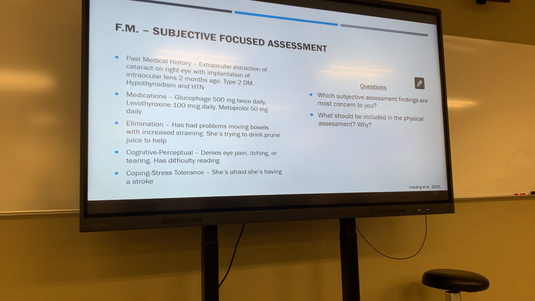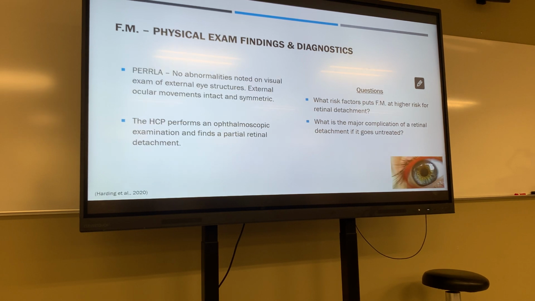And when we assess her, we're looking for PERLA, right? We're looking at her external eye structures. We're looking at, does she have accommodation and convergence? All of the things that you know how to assess the patient's eye. So PERLA, no abnormalities noted. External ocular movements are intact and symmetric. The healthcare provider performs an ophthalmoscope exam and finds a partial retinal detachment.